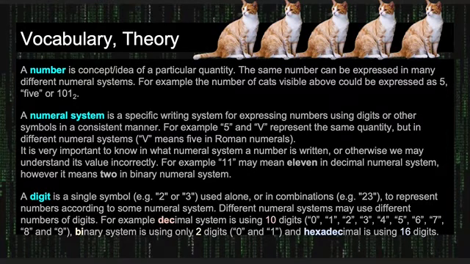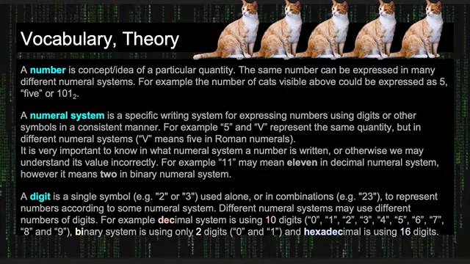Before we do any calculations, let's begin with some vocabulary and theory related to numeral systems. A number is a concept or idea of a particular quantity. The same number can be expressed in many different numeral systems. For example, the number of cats visible above could be expressed as 5, written using a digit, 5 written in English, cinco in Spanish, or 101 in binary.